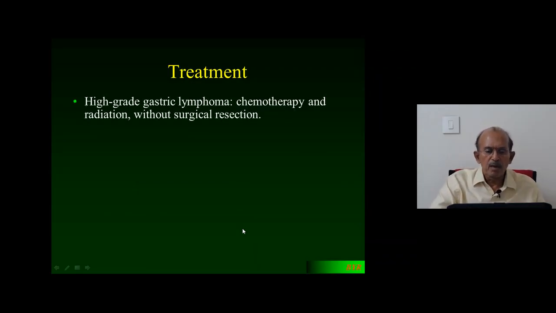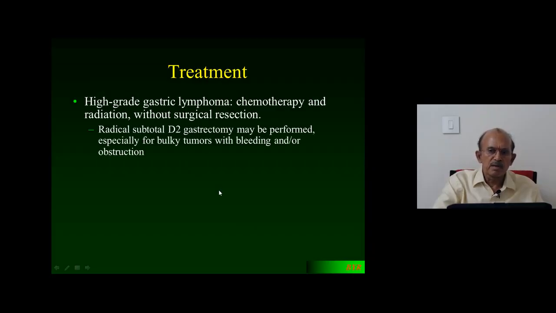Treatment of high-grade gastric lymphoma: chemotherapy and radiation without surgical resection. Most of the lymphomas respond well to radiation. Radical D2 gastrectomy may be performed, especially for bulky tumors with bleeding and/or obstruction.